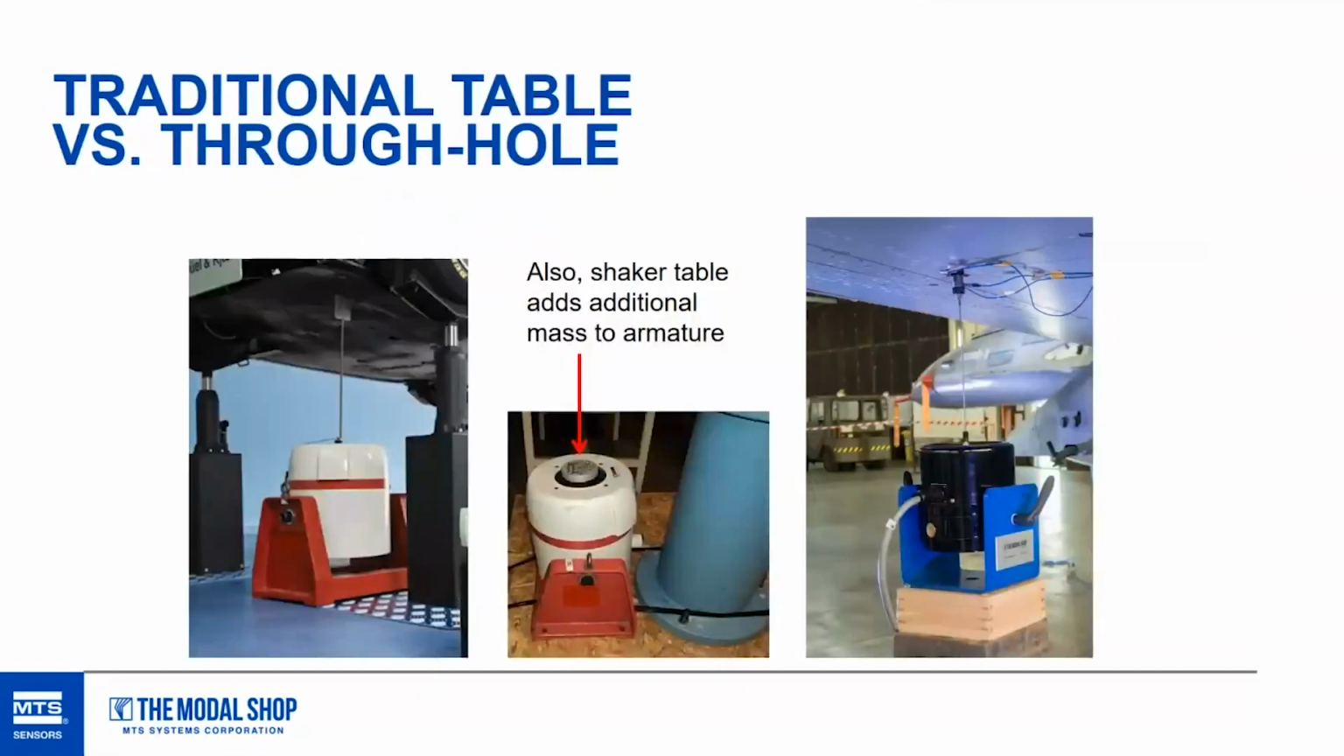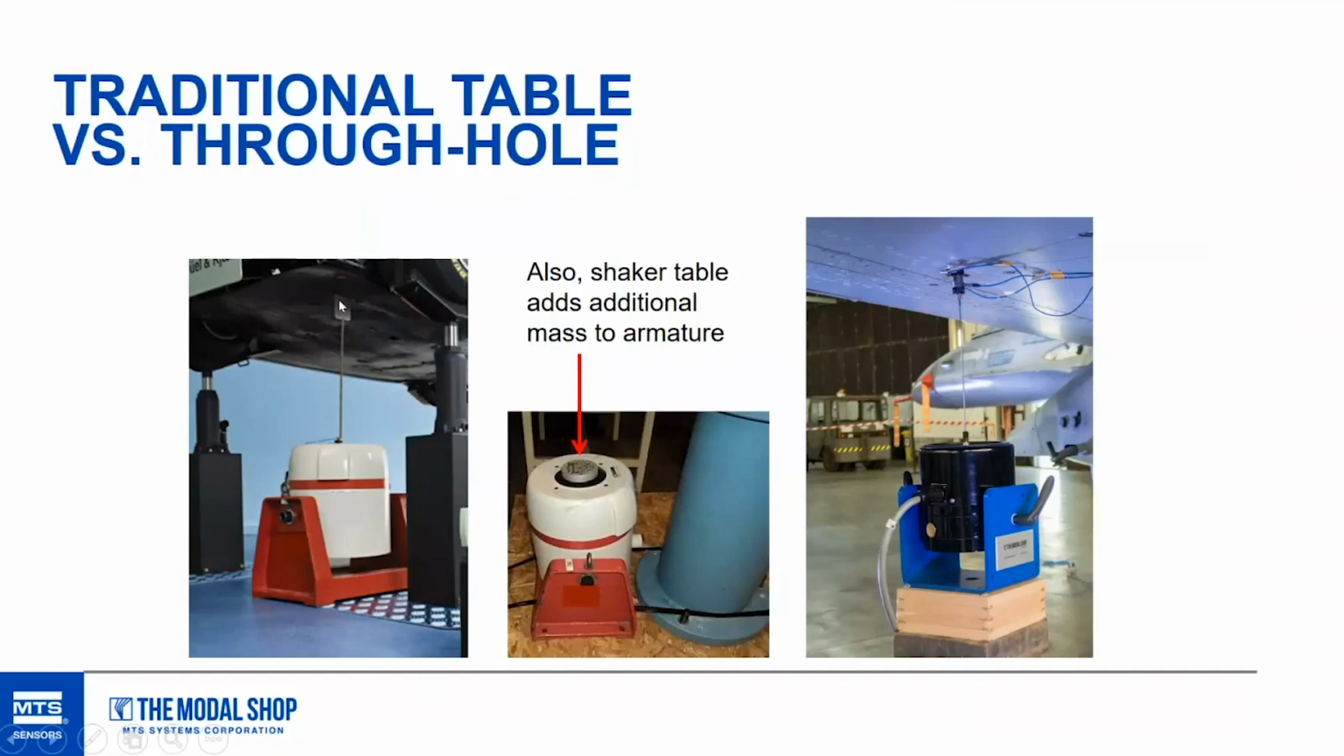If you look at the traditional table design versus the through-hole design for different shakers, here's an example. I have on the left the red shaker. It's not a through-hole armature, so I have to have a stinger that has the exact length. The distance has to be exactly the distance between the shaker table and the bottom of the car in this case. So that can sometimes be a little complicated.